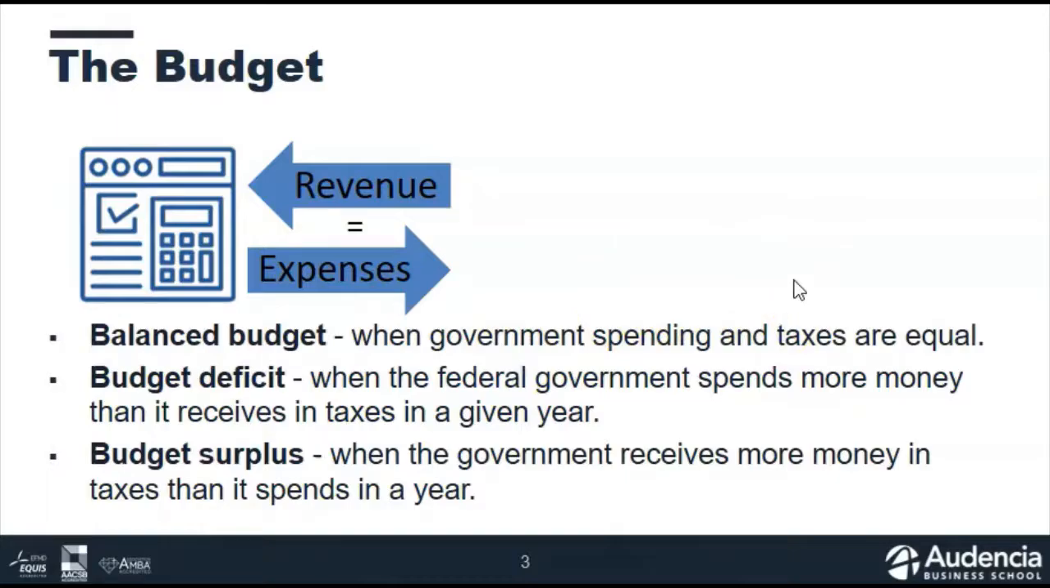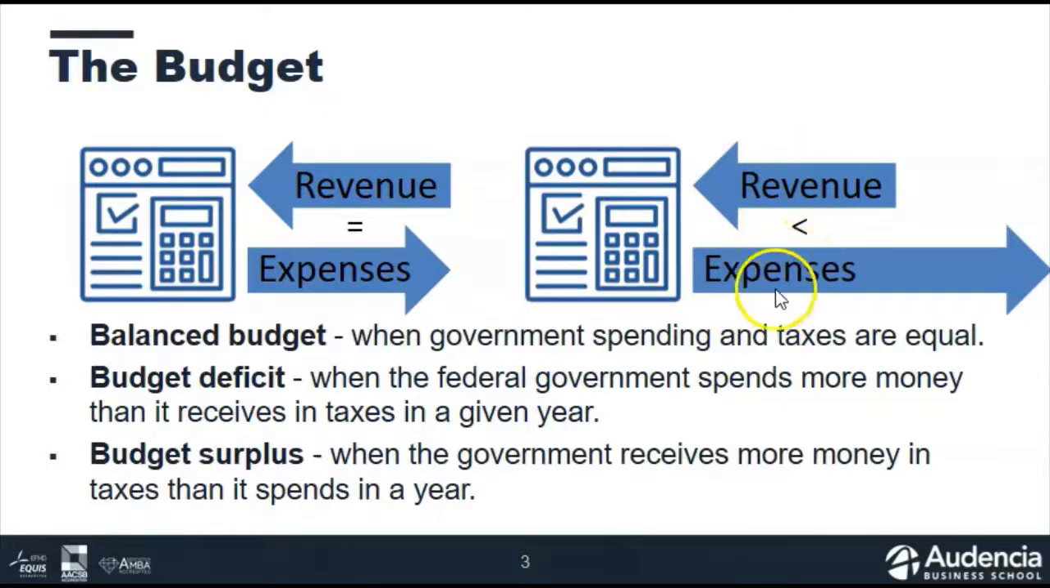This is not always the case. In fact, it's rarely the case. And in most cases, the revenue coming in is less than expenses going out. And in this case, well, we have a deficit. We have something missing. We're spending more than we're getting, so we have a budget deficit. And this is when the government spends more money than it receives in taxes in a given year. Now, we can have the exact opposite when revenue is greater than expenses, and that would be a budget surplus. And like I said, this has happened in the past, and we do have periods when the government is in a surplus period. But for the moment, most national governments, at least, are running deficits.